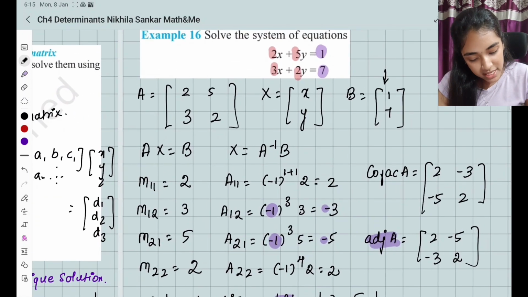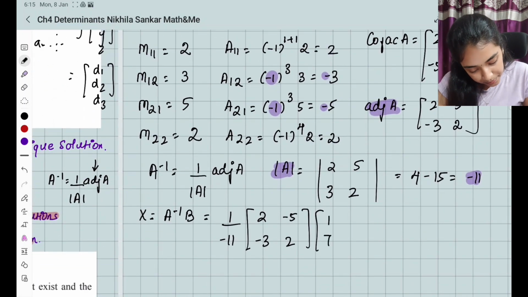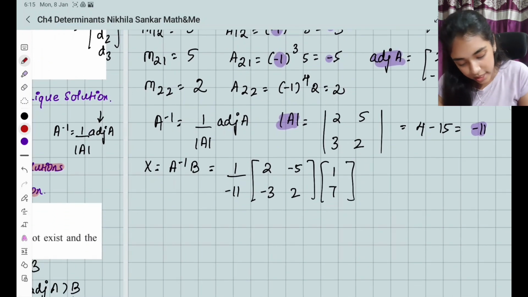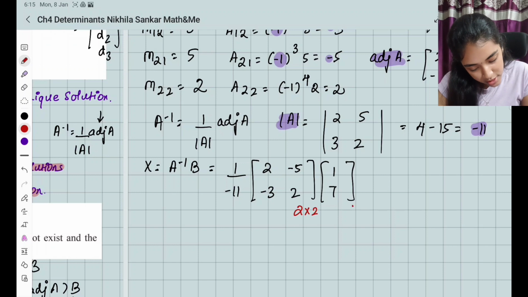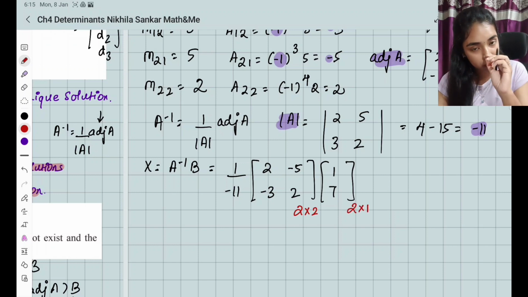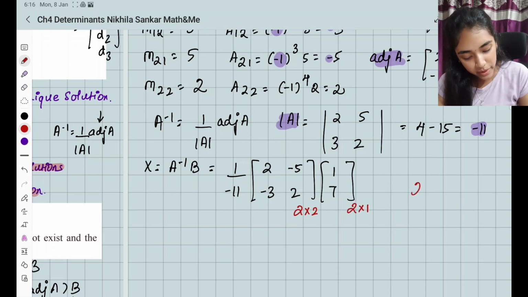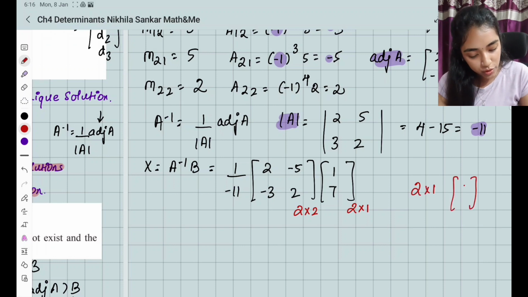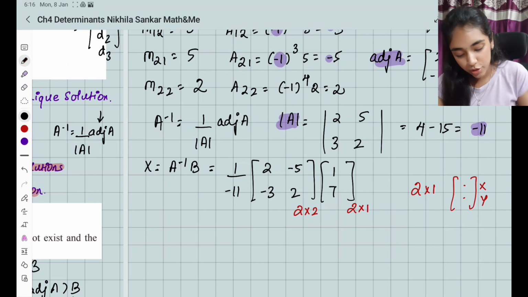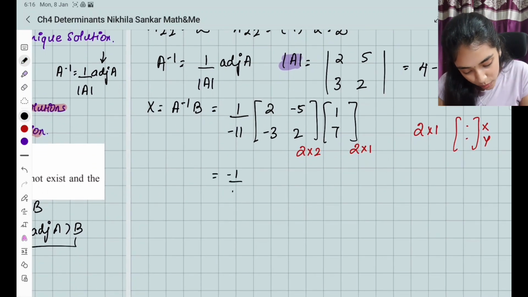What is the B matrix? 1, 7. 1 and 7. Okay, so what order is this? This is of the order 2 by 2 and this is of the order 2 by 1. So can we multiply this? So what will the final matrix be? It is going to be a 2 by 1 matrix. That means you are only going to have two values which are x and y. That is what we are finding. So you are going to find the x and y. So minus 1 by 11 stays as it is.